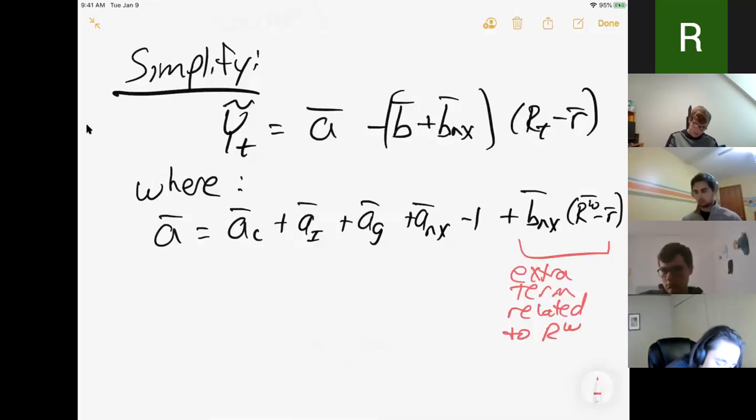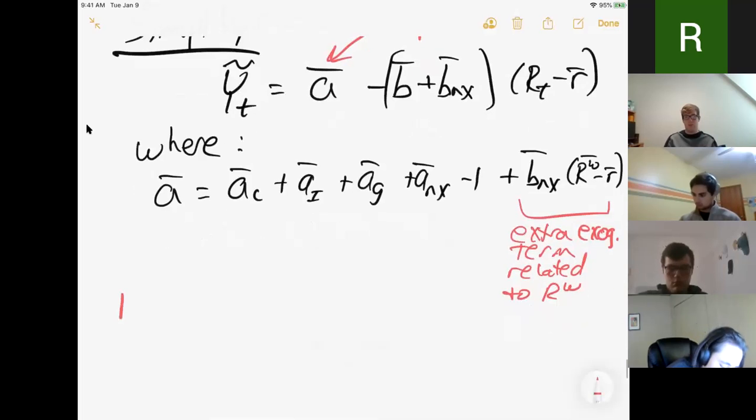There's this extra exogenous term in here that's related to the world interest rate. Because notice up here in our IS curve, where does the world interest rate go? It actually goes into A bar. We just put the world interest rate in here with A bar. So now there's two big differences.